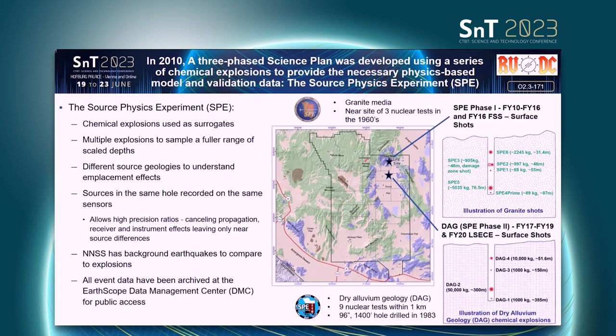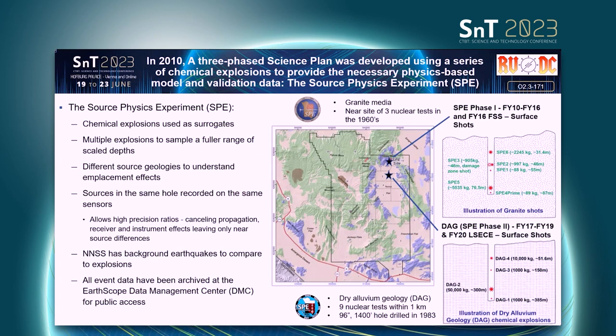So to get at some of these questions, in 2010 we initiated a three-phase project called the Source Physics Experiment. It's a series of chemical explosions at the Nevada National Security Site to develop the necessary data to inform new physics-based models. The broad outline is that we used chemical explosions as surrogates for nuclear explosions. We used multiple explosions, varying the yield, the depth of burial, and the geology, to isolate each individual parameter that we're interested in. And the key point was we were able to use the same hole for each geology so that we could eliminate path effects and propagation effects from the data so that we can get to the source effects.